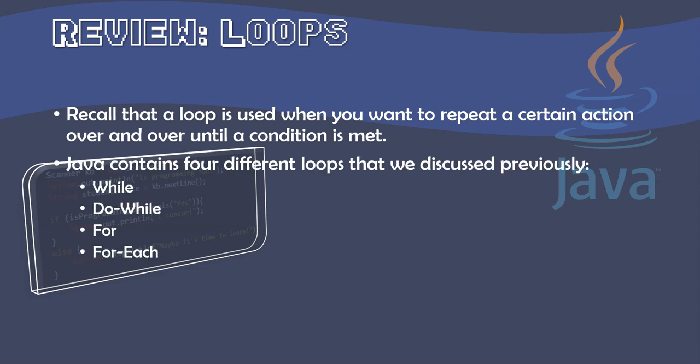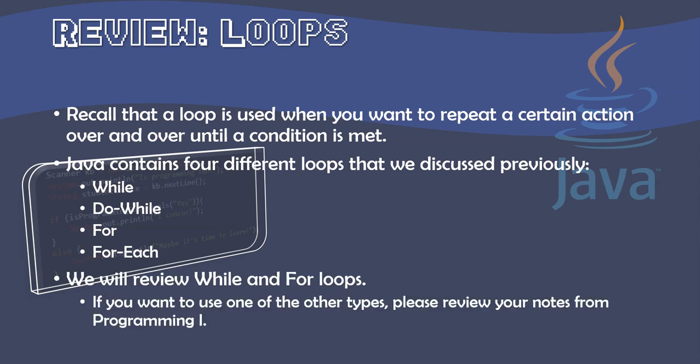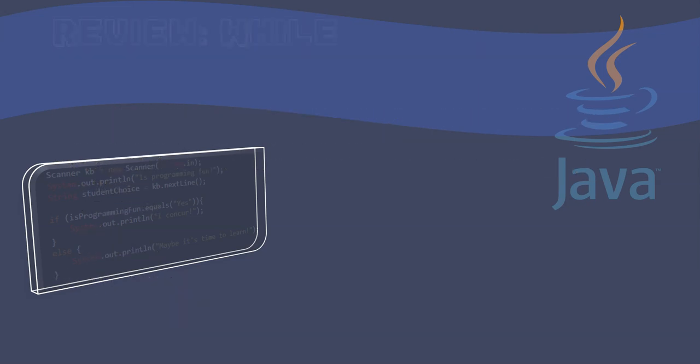Now, Java allows us to do this with 4 different loops, and we've talked about these in the previous course. There are while loops, do while loops, for loops, and for each loops. Today we're just going to focus on reviewing while and for loops. If you want to review one of the other loop types, you're more than welcome to go review your previous notes or look them up online for implementation.